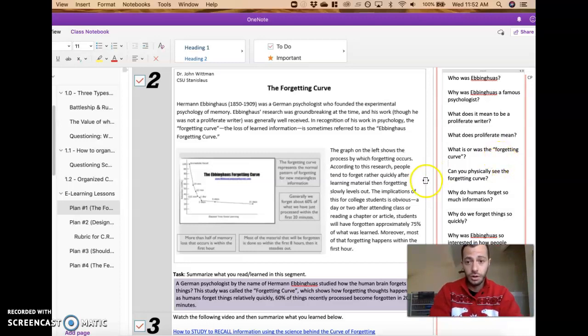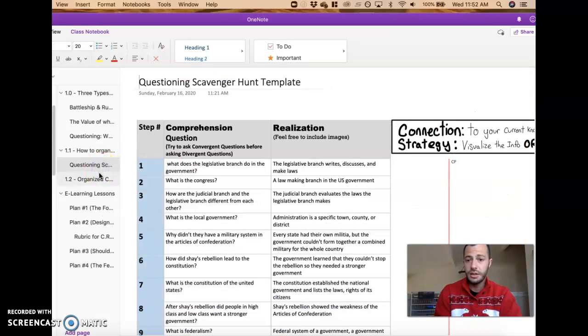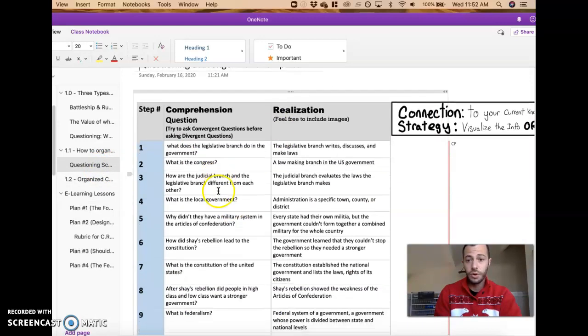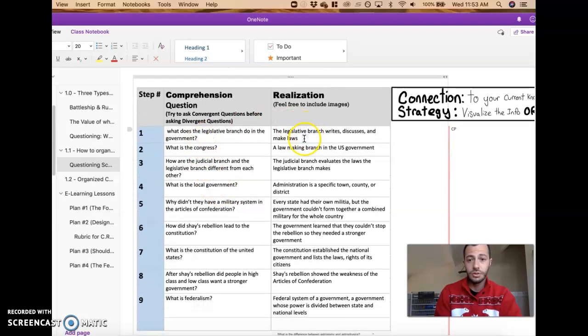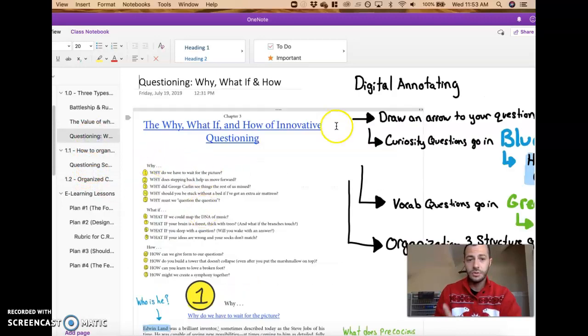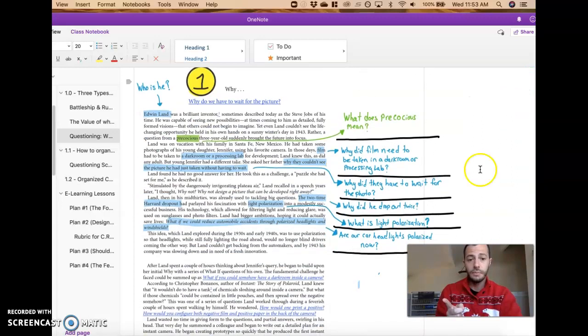You also did this another time when you had the questioning scavenger hunt, where you guys asked questions and continued to question into those questions. And you guys had the opportunity to ask questions in the reading over here given to you with Warren Berger, A Beautiful Question. So you've already practiced the strategy.